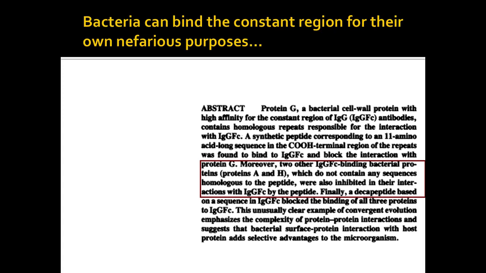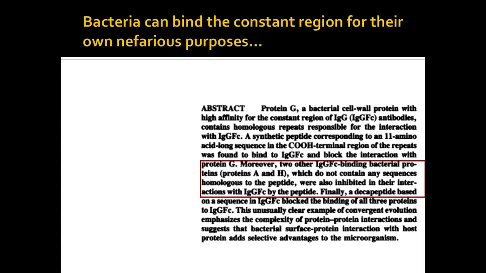So protein G is a protein that binds antibodies. There are two other IgG Fc binding bacterial proteins, proteins A and H, which also bind Fc regions. And they don't have any sequences that look the same. When you line up the sequences, they don't line up at all. And each of these three proteins inhibited the other proteins. If you throw in protein H, it'll block protein G. Protein A will block protein G, likewise.